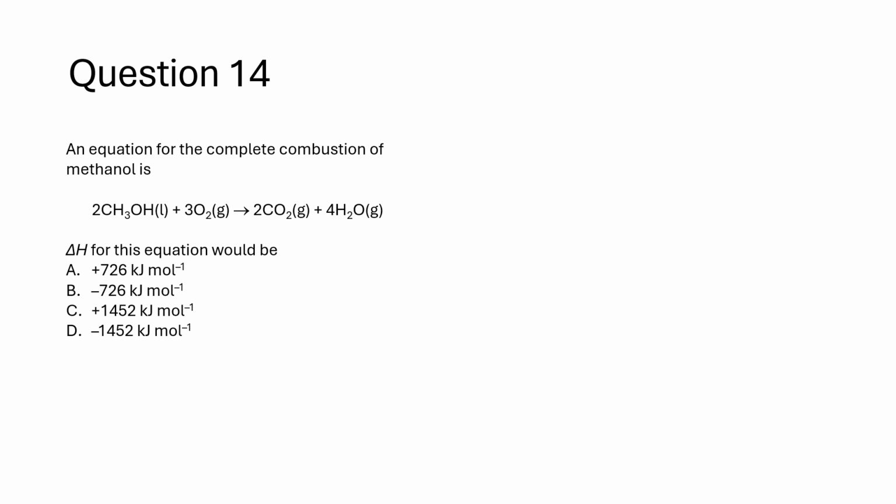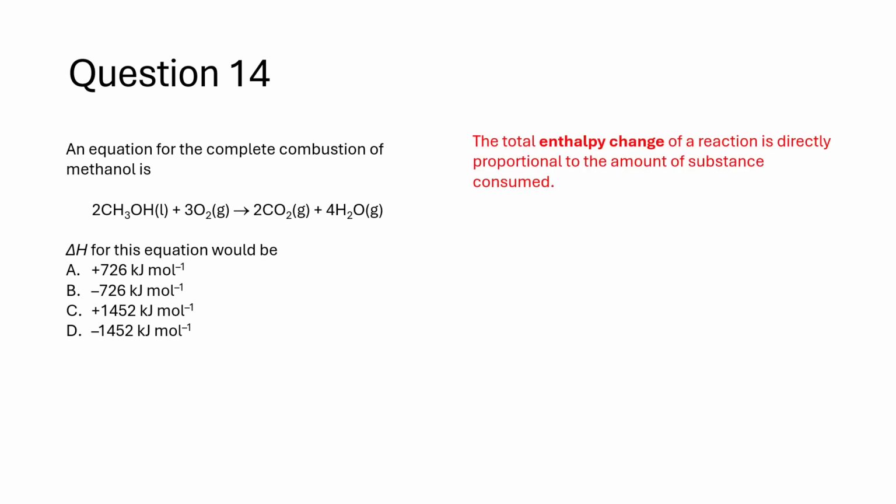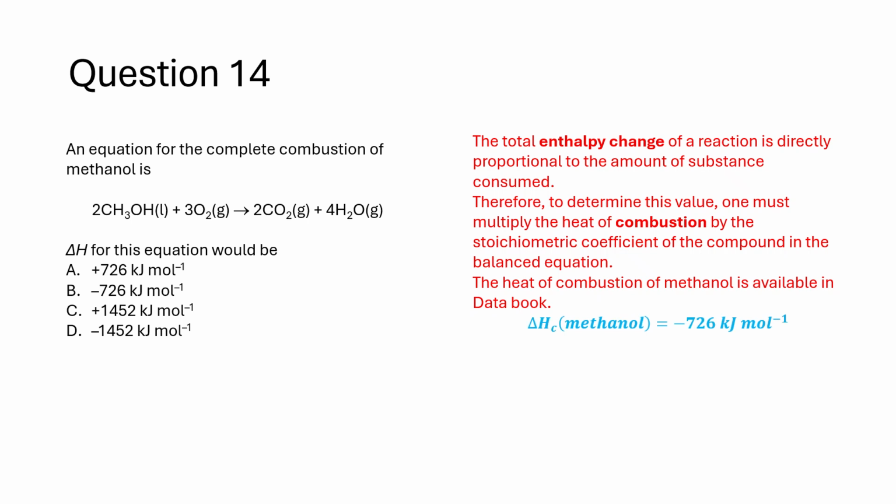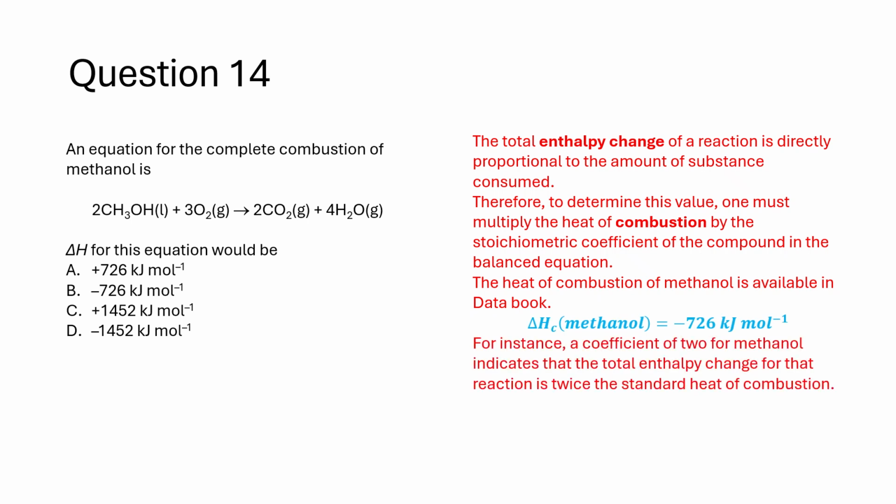The total enthalpy change of a reaction is directly proportional to the amount of substance consumed. Therefore, to determine this value, one must multiply the heat of combustion by the stoichiometric coefficient of the compound in the balanced equation. The heat of combustion of methanol is available in the data book. For instance, a coefficient of 2 for methanol indicates that the total enthalpy change for that reaction is twice the standard heat of combustion.